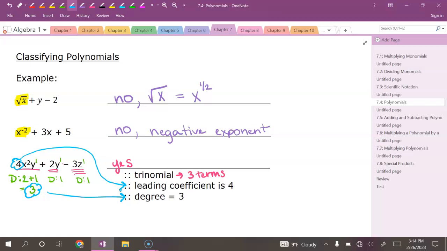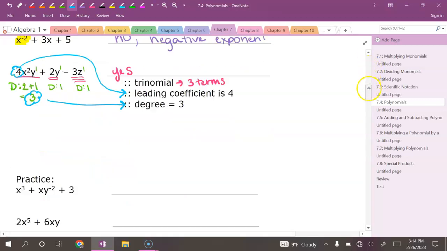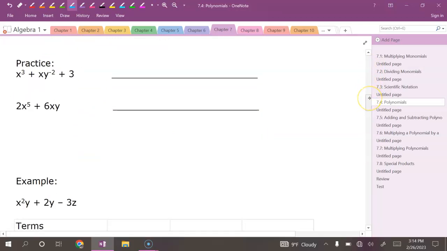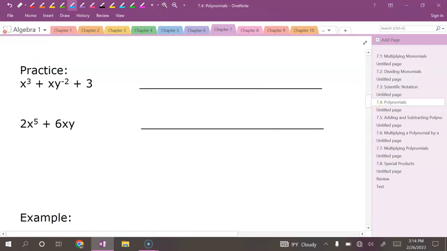What I want you guys to do right now is practice this. So go ahead and pause the video here, take a minute, and write down your answers for these two practice problems. Yes or no. If it's a no, say what's causing the issue. If it's a yes, try to classify it like we were doing up on that example.